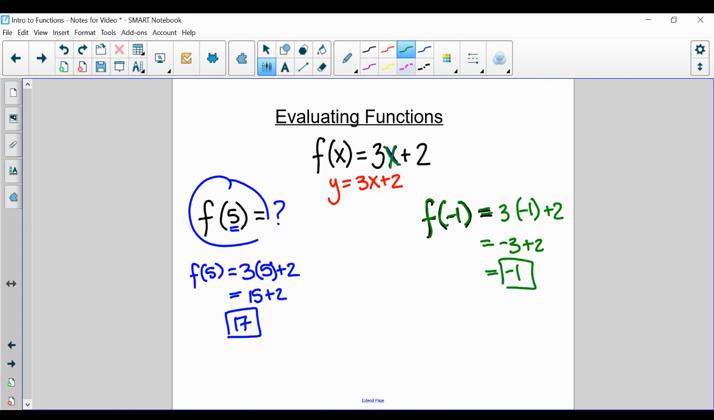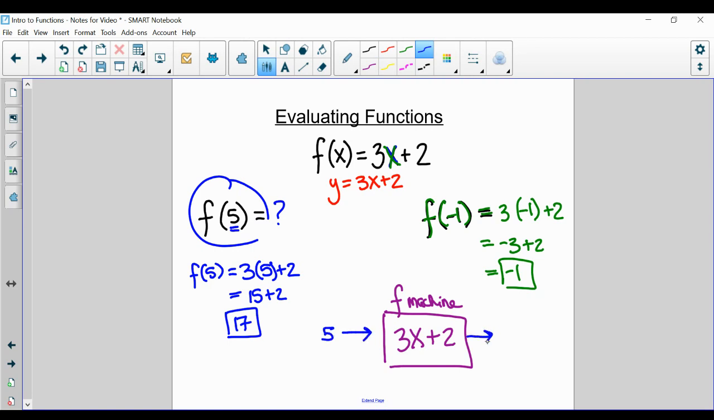Okay? So you may remember function machines, when you were younger. And let's say this function machine is 3x plus 2. And this is the f machine because we have f of x. Over here in the blue, I'm putting into it the number 5, and the number I got out was 17. In the green, the number I put into it was negative 1, and the number I got out was also negative 1. Okay?